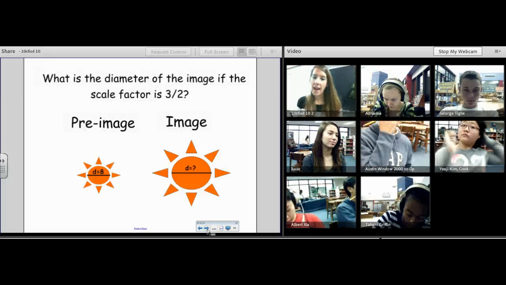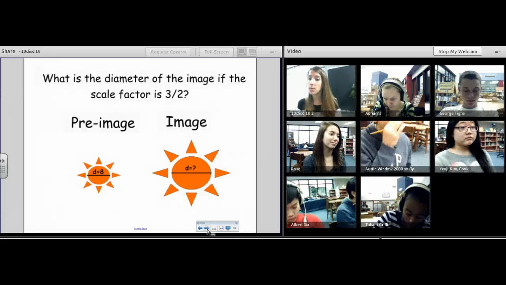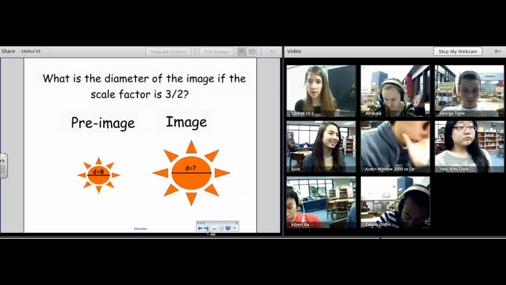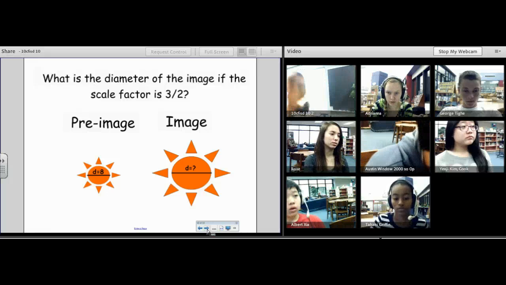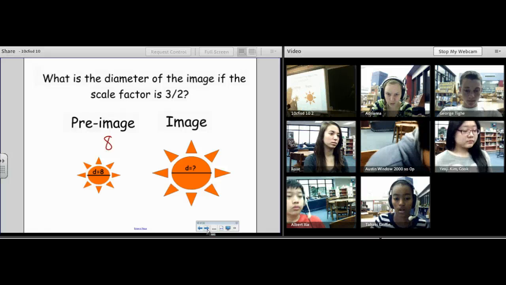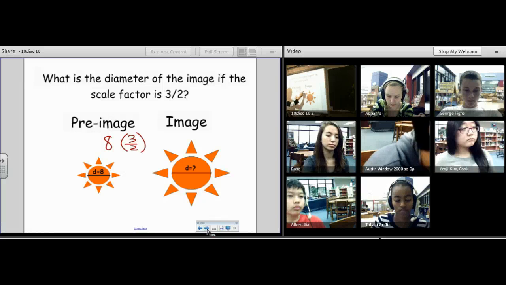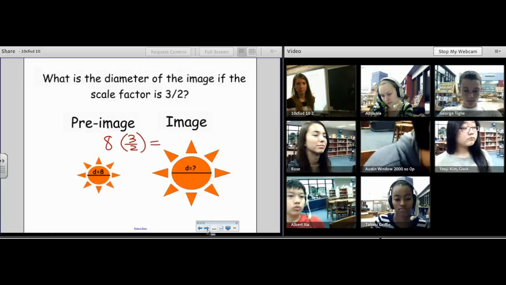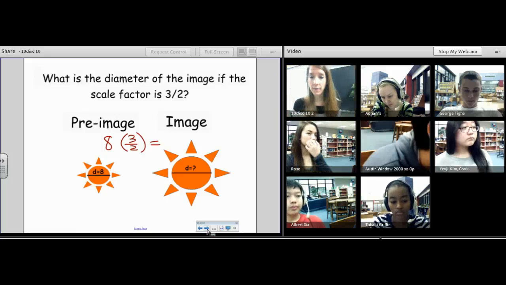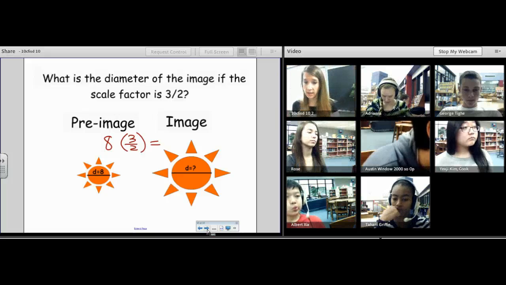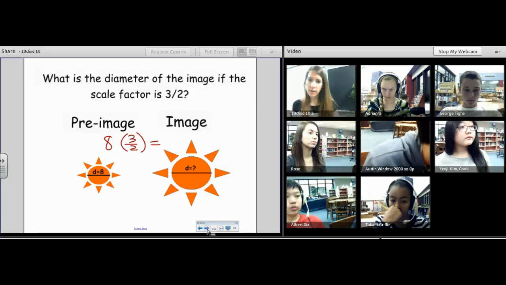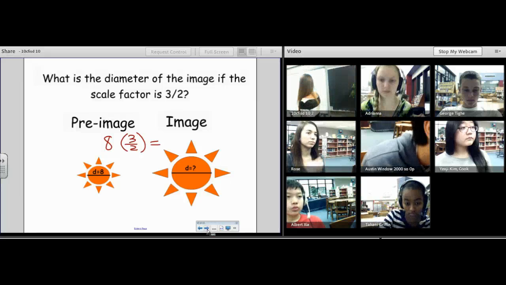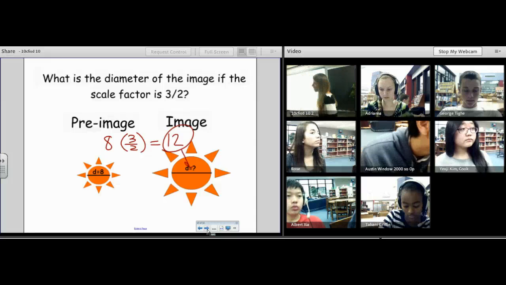Okay? So what if I give you a diameter and I give you a scale factor? Could you find the diameter of the image? Now is when you multiply. So you take your diameter, you multiply it by your scale factor, and that's going to get you your new diameter. If you're looking for the scale factor, you're going to make a fraction. If you have the scale factor and you want to use it, you're going to multiply. So, okay, 8 divided by 2 is 4, 4 times 3 is 12, very good. So this sun would have a diameter of 12.